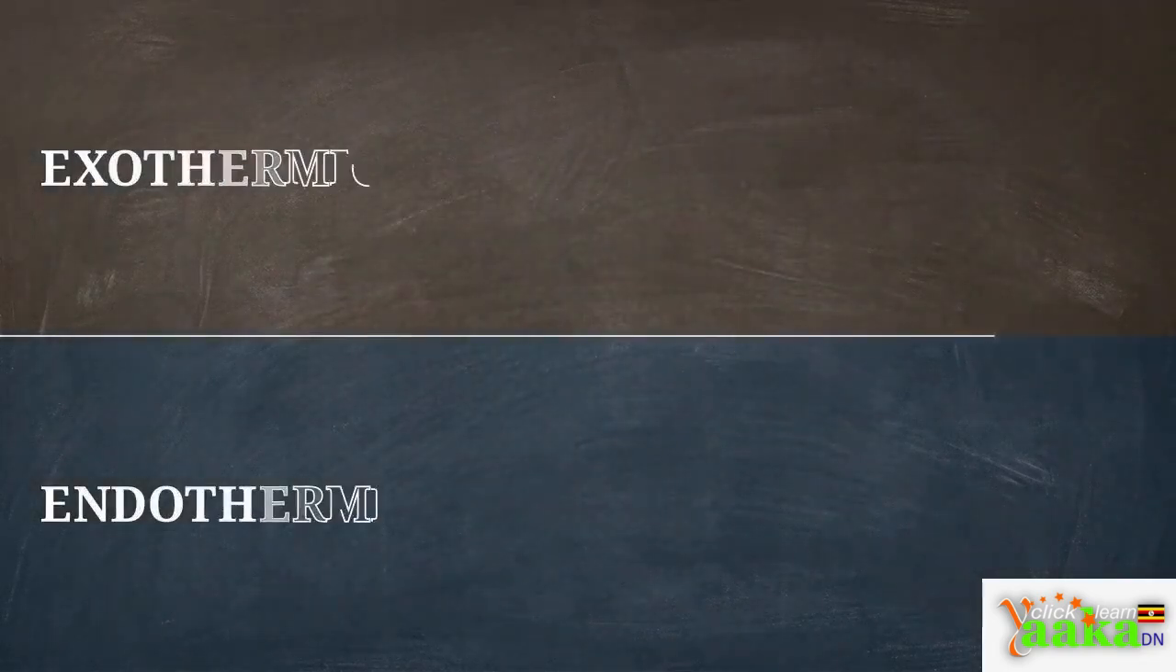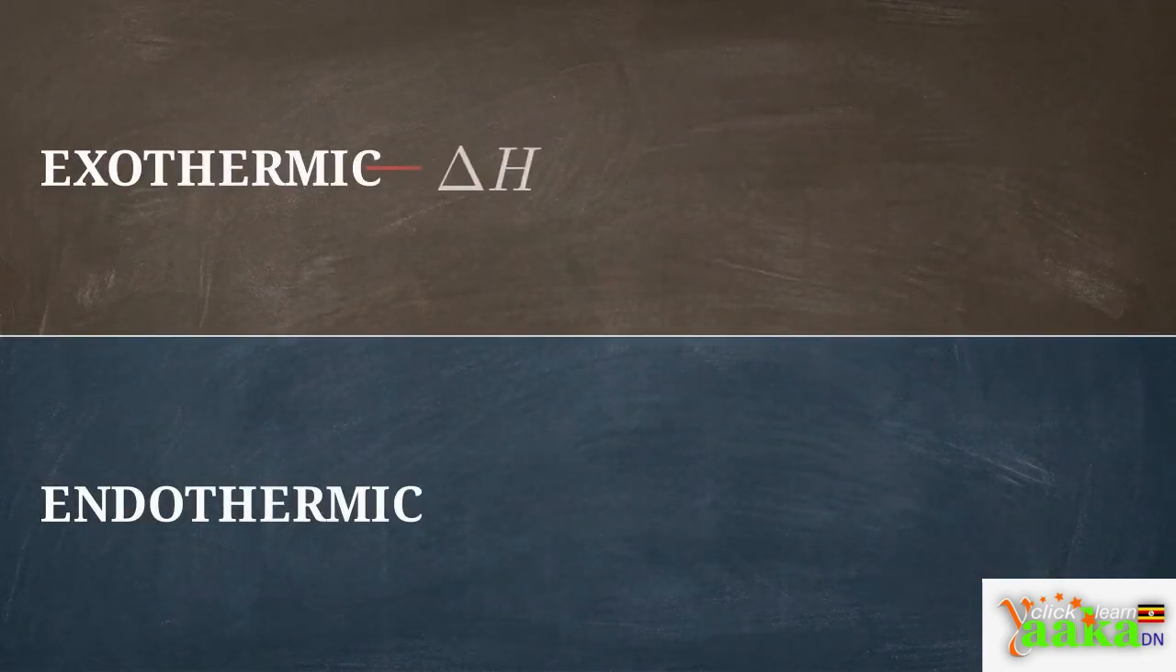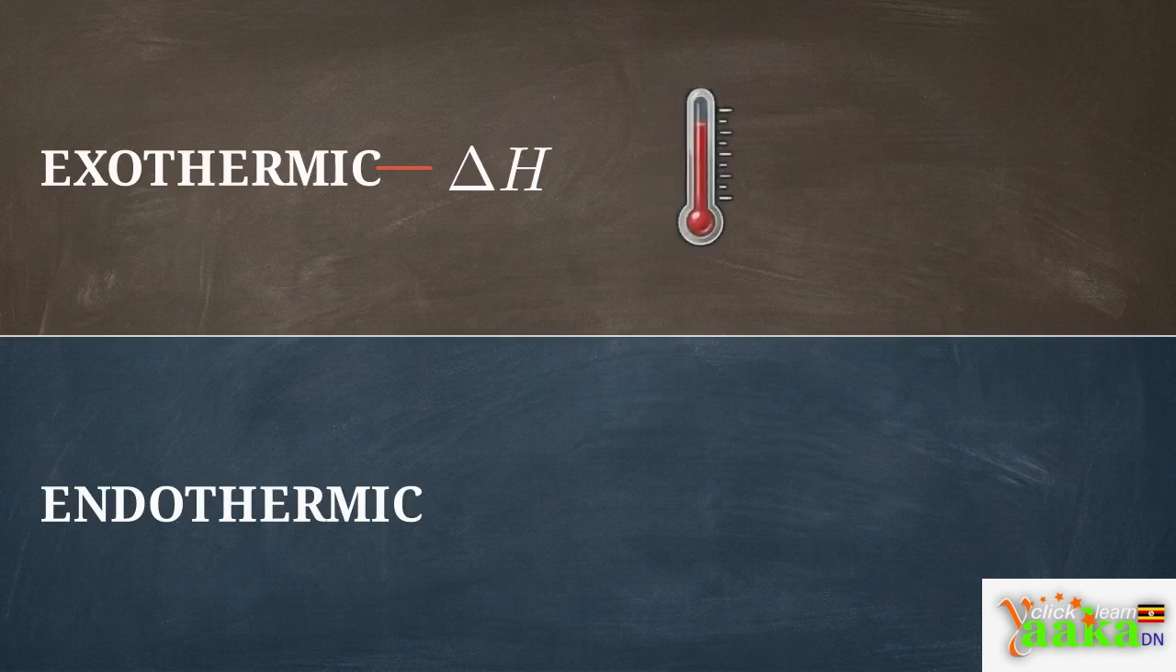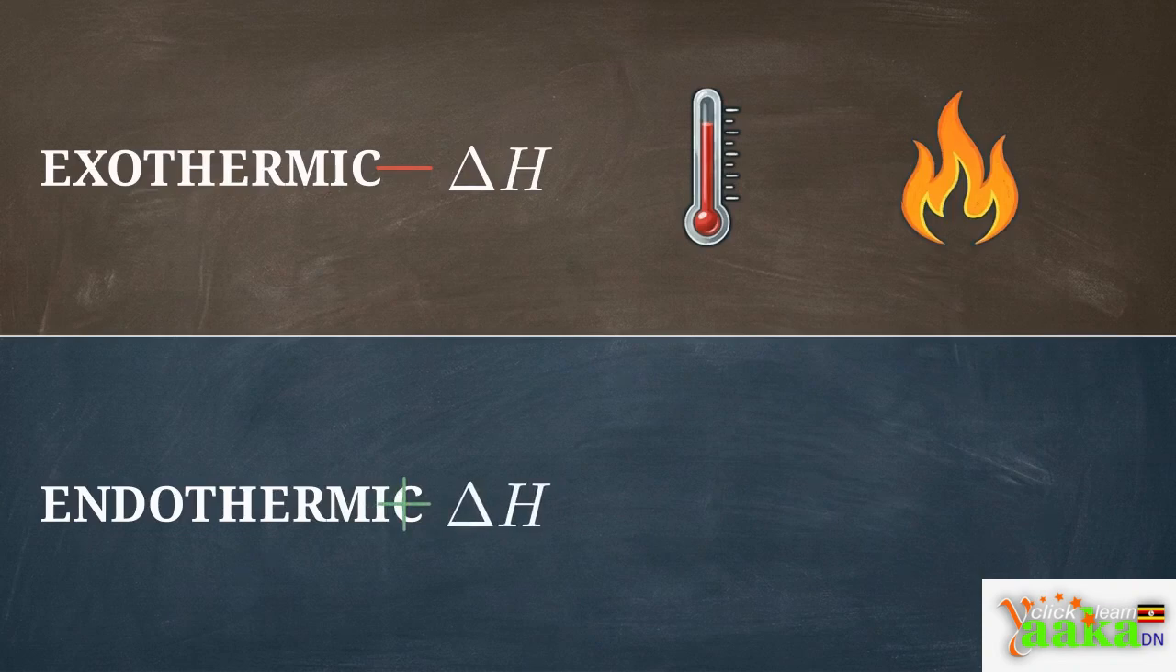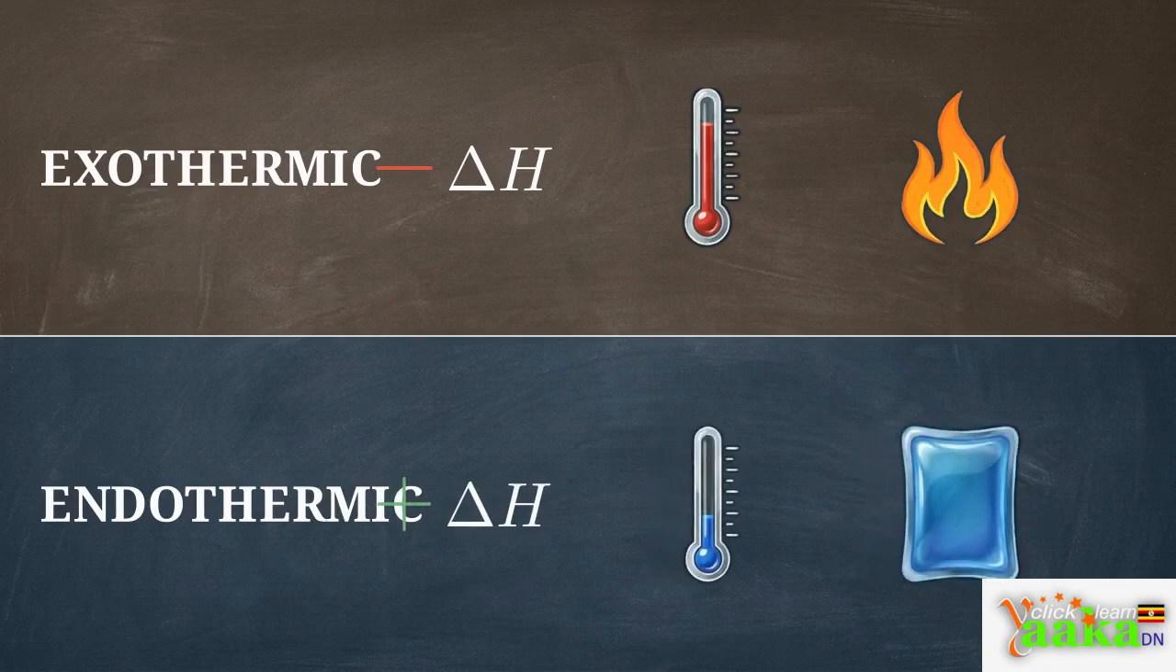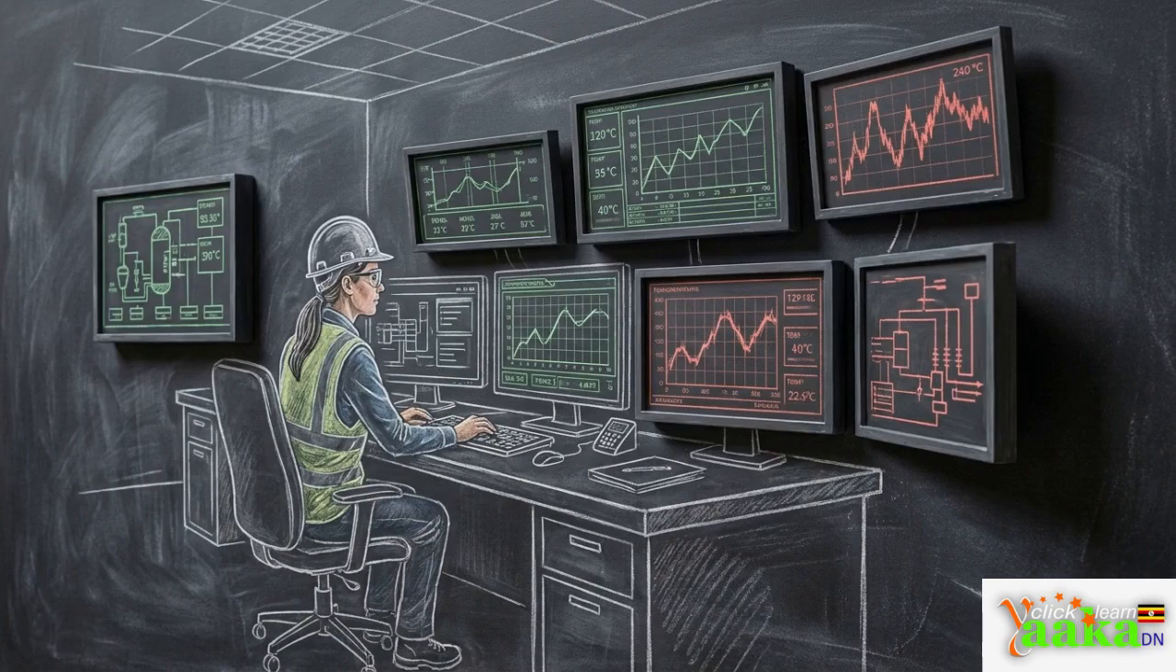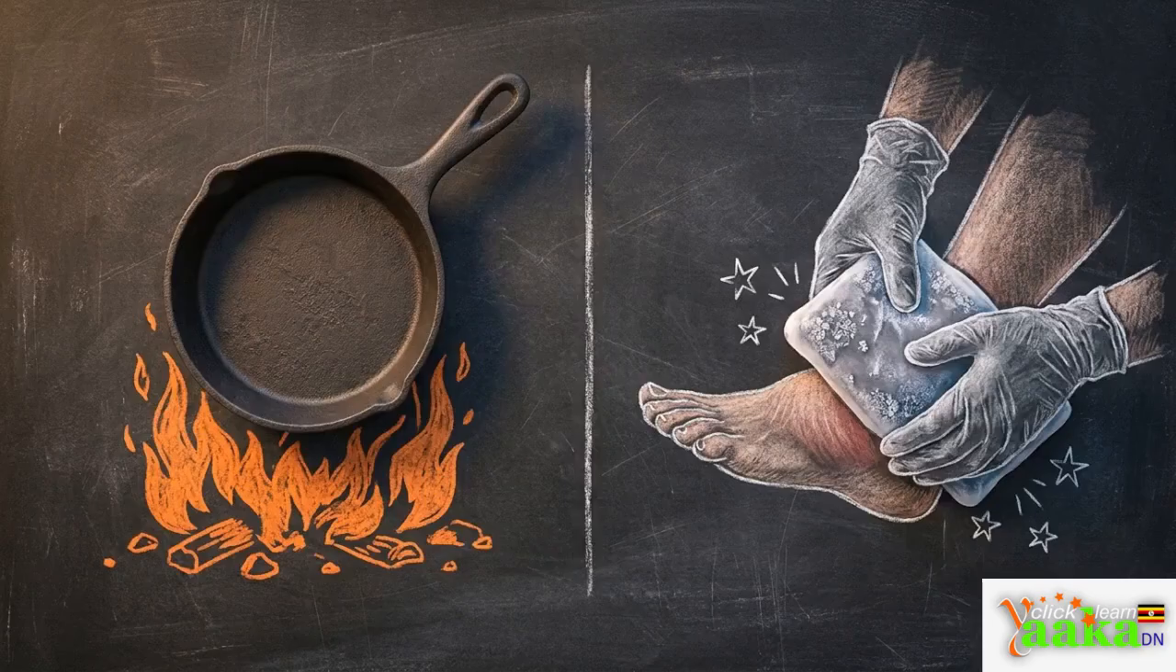Here is your summary sheet. Exothermic reactions release heat, make the environment warmer, and have a negative delta H, like burning fuel. Endothermic reactions absorb heat, make the environment colder, and have a positive delta H, like a medical cold pack. Mastering thermodynamics allows us to accurately harness chemical reactions, from cooking our food to managing medical emergencies.